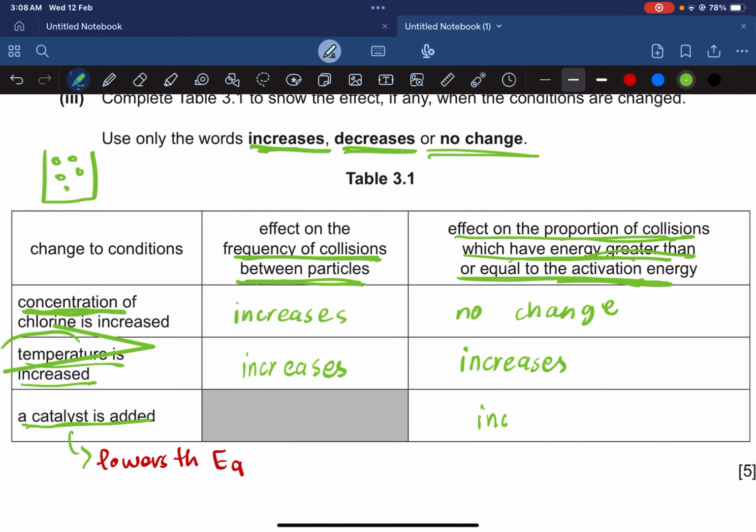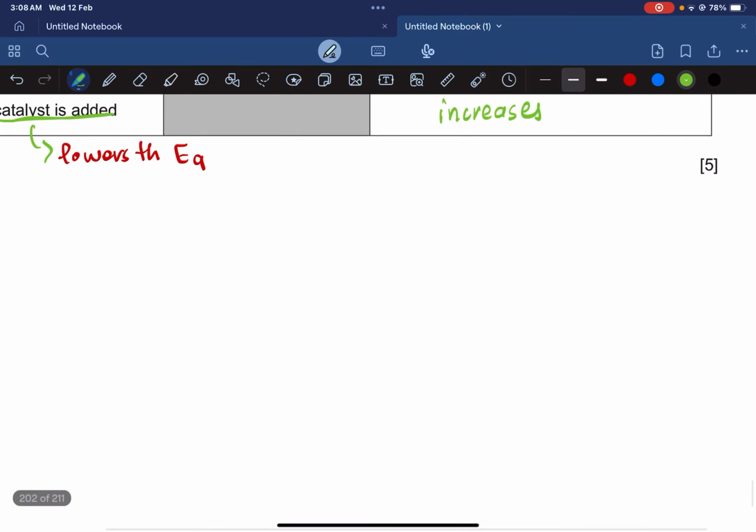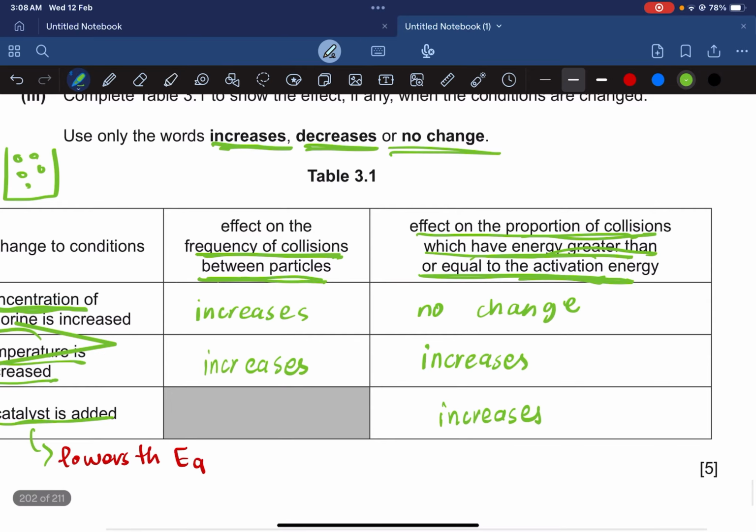Why? Because there will be a greater proportion of collisions with the activation energy, since the activation energy is lowered now. There is less energy that the particles need to collide, so the frequency of collisions will also increase and more particles will have energy equal to the activation energy.